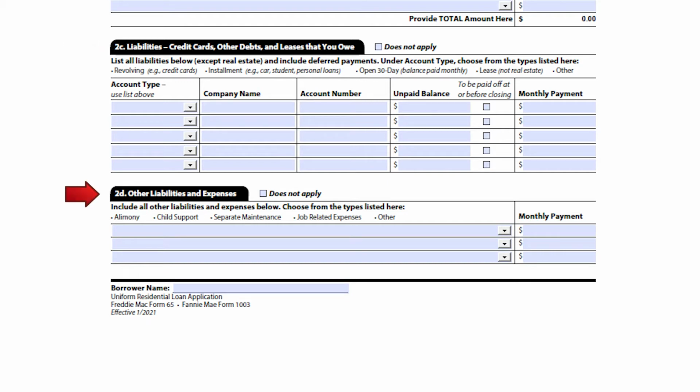Subsection 2D, Other Liabilities and Expenses. As covered in Section 2C, this part of the loan application will ask you to list if the borrower owes any money for child support, alimony, etc.